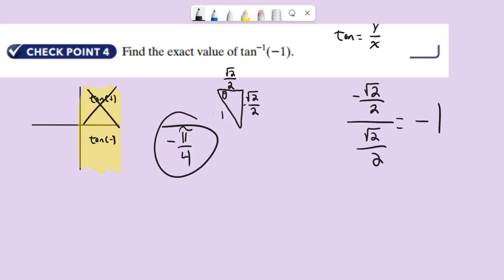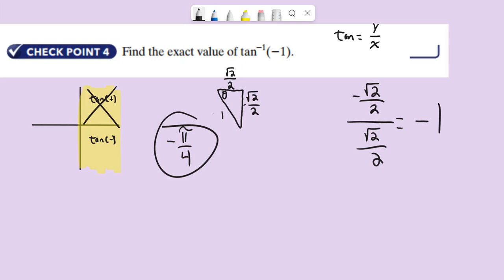Okay, find the exact value here. What you should have realized is it's got to be in quadrant 4. And when you have negative 1, that sounds like a 45, 45, 90 triangle because your two legs are the same size. So if you put y over x, well, that's going to be 1. We just have to make sure it's negative 1, which is why we put it in quadrant number 4.